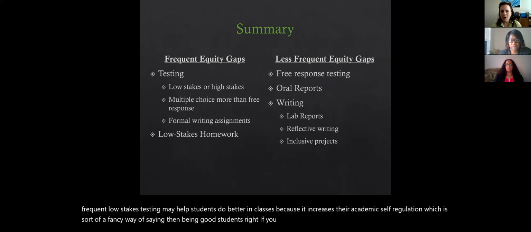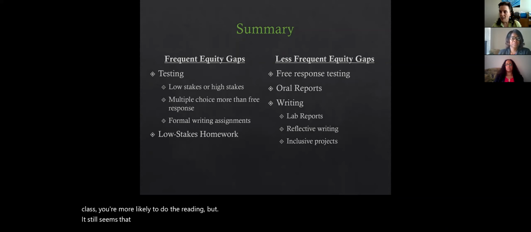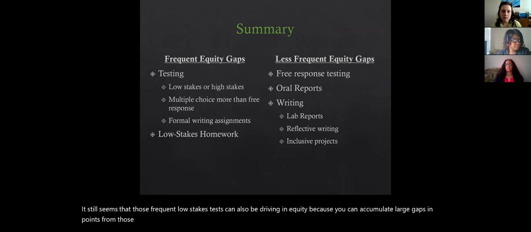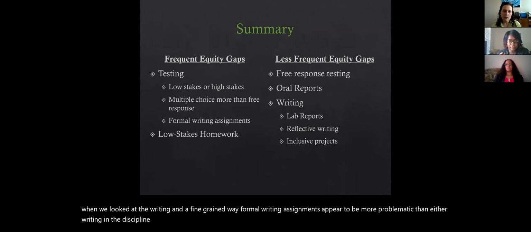If you have a test every class, you're more likely to show up in class, you're more likely to do the reading, but it still seems that those frequent low stakes tests can also be driving inequity because you can accumulate large gaps in points from those tests. Multiple choice tests appear to be significantly more problematic than free response tests. And when we looked at the writing in a fine-grained way, formal writing assignments appear to be more problematic than either writing in the discipline or self-reflective writing, where you're writing about your own experiences.